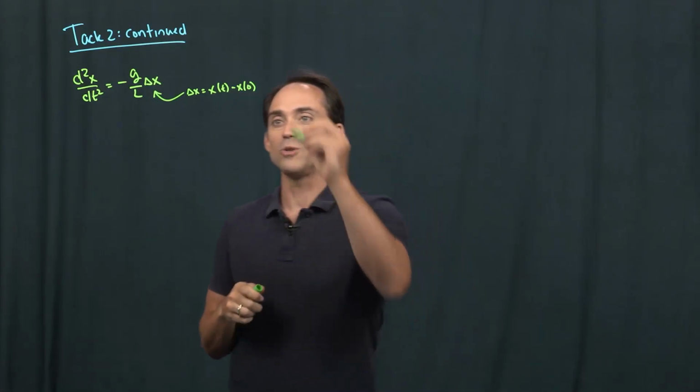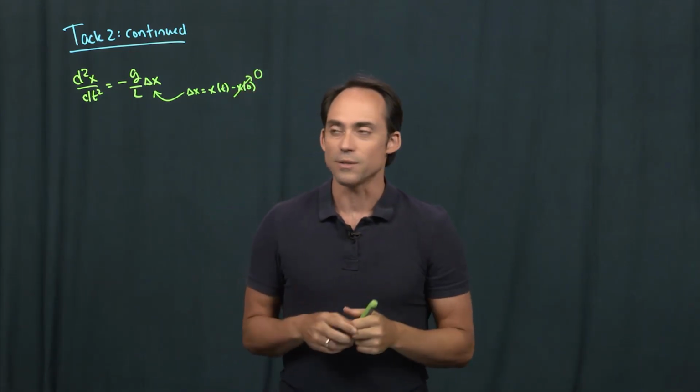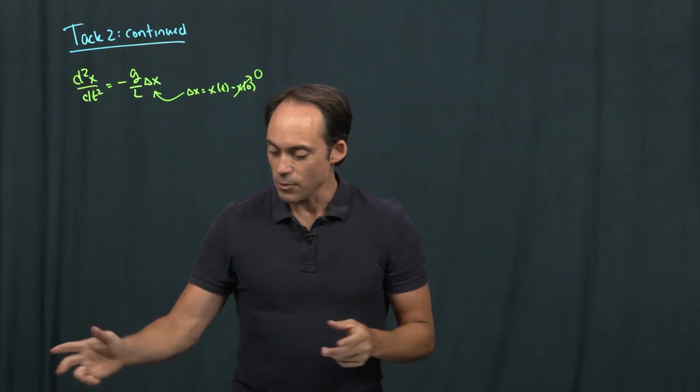By the way, we can always choose to set this equal to 0 if we want, because we have that choice in our coordinate system. All right, so how do we actually solve this problem?